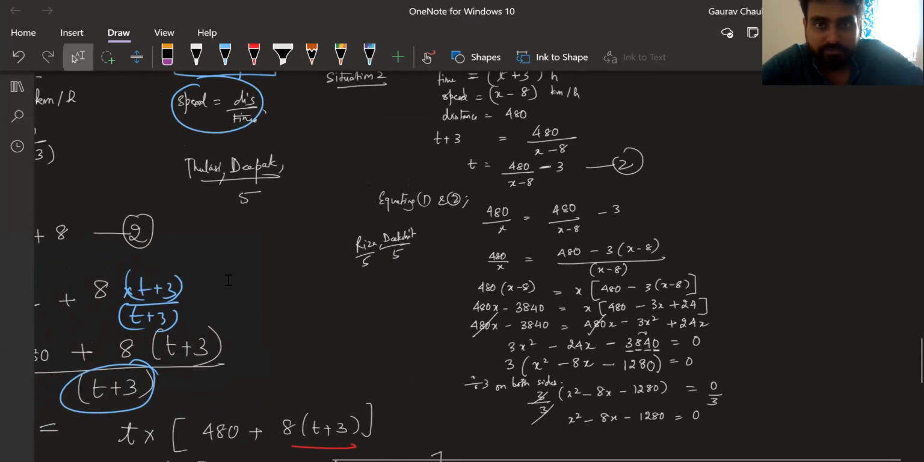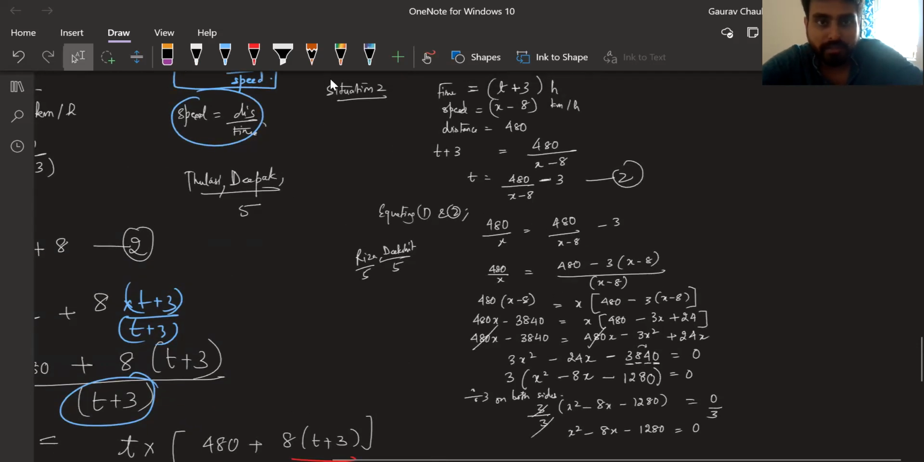I'll give you guys a couple of minutes to copy things down. Take 2 minutes to copy things down. I'm sharing this also on WhatsApp.